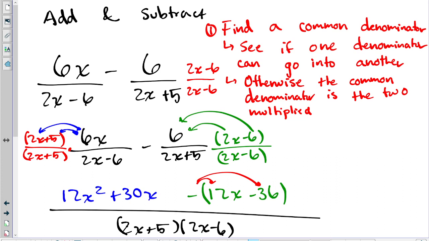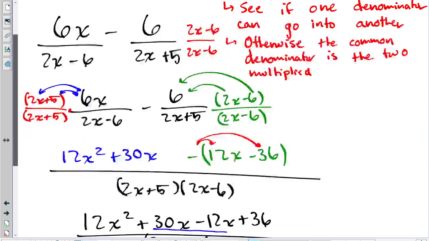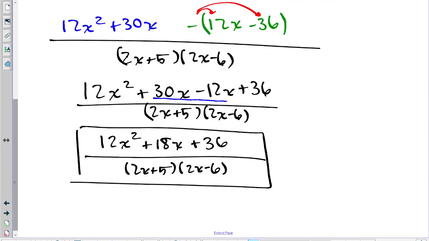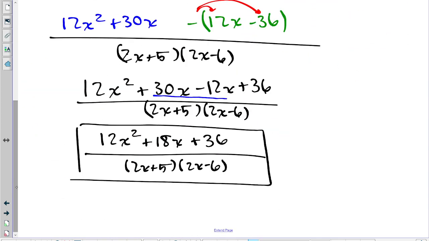If one can go into the other, then just multiply to make that happen. Otherwise, just take each fraction and multiply the other one by the denominator top over bottom. So like I'm taking the right fraction and multiplying it by the left denominator over itself, taking the left fraction and multiplying it by the right denominator over itself. And then you just get something that you might have to simplify a little bit, but there's your final answer.